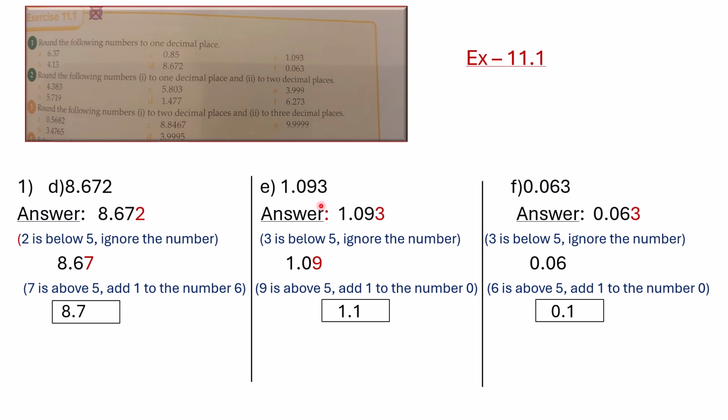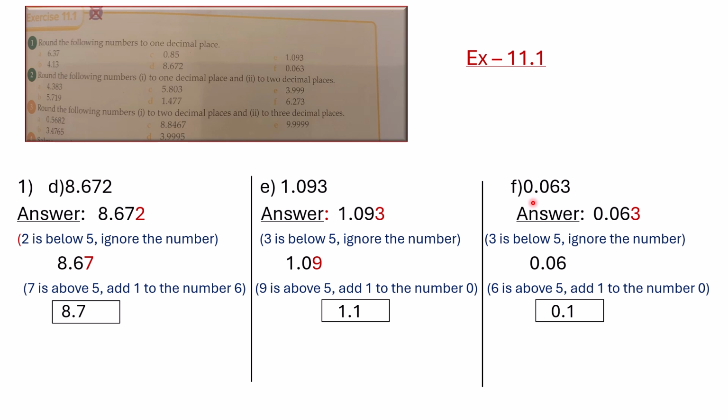E sum, 1.093. Look at the last digit. It's a 3. This one is below 5. So we have to ignore the number. So what is remaining? 1.09. Now again, look at the last digit. This is above 5. So we have to add 1 to the previous number. What is our previous number? It's a 0. So 0 plus 1 is 1. So the answer is 1.1.